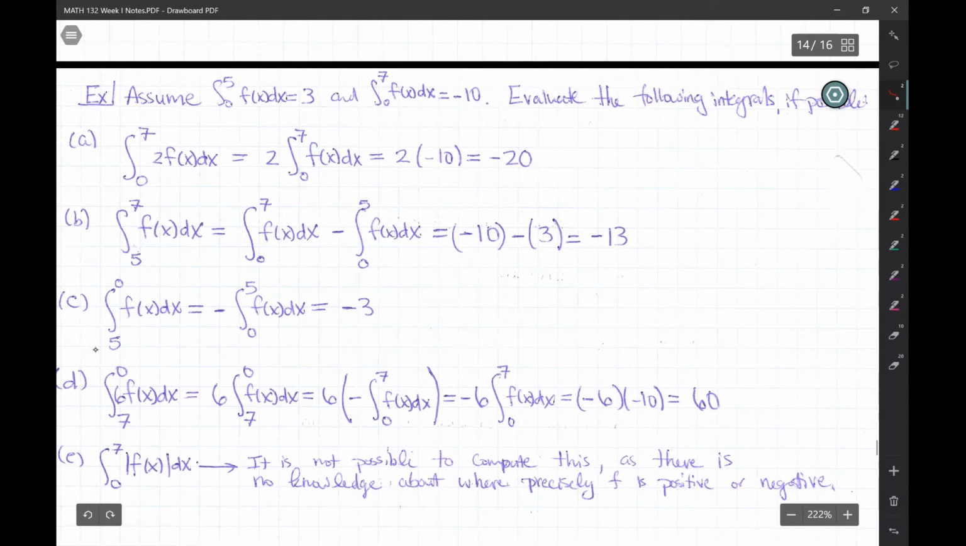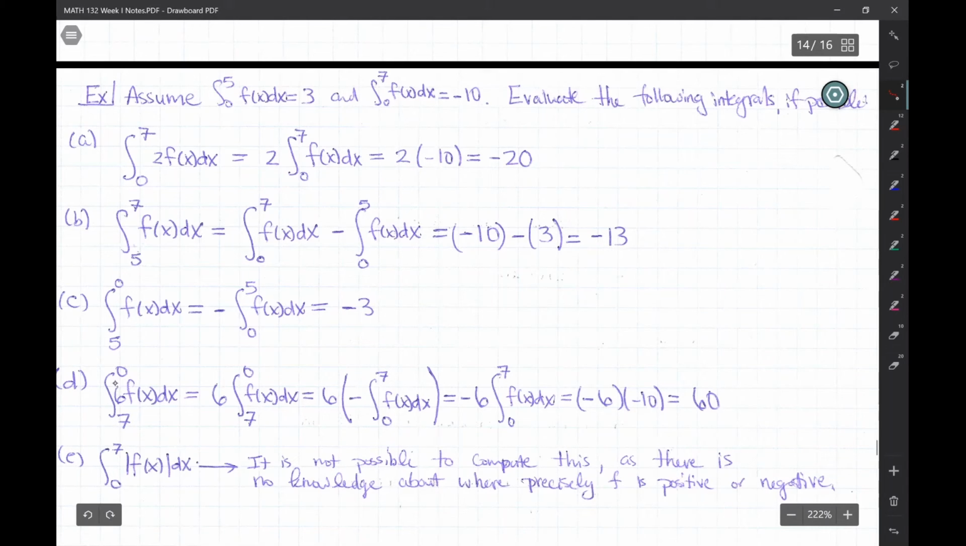What about the integral from 5 to 0 of f of x? We're going to take advantage of the definition of reversing the limits. It's minus, and now we get to switch the limits, and so it's minus 3, so you get negative 3 there. This is basically a minus 1 times this, which is 3, so that's where that negative 3 is coming from.